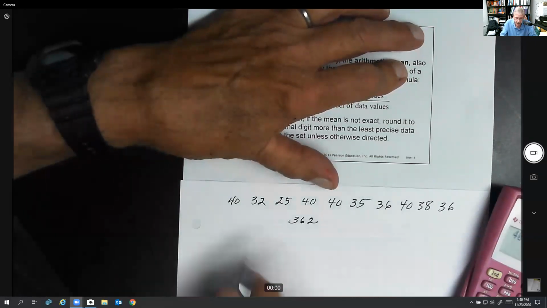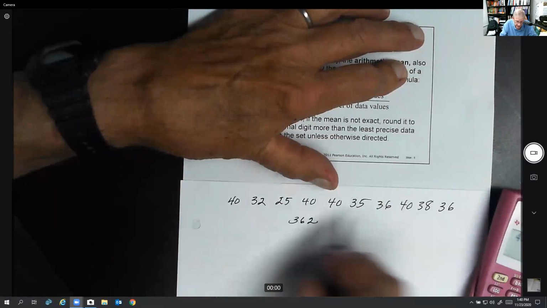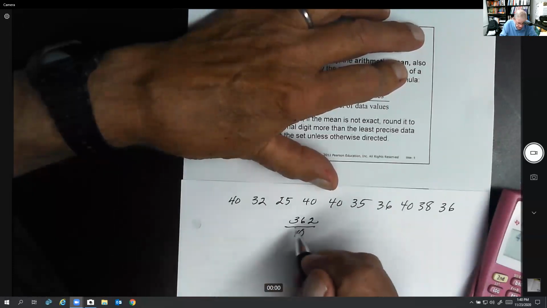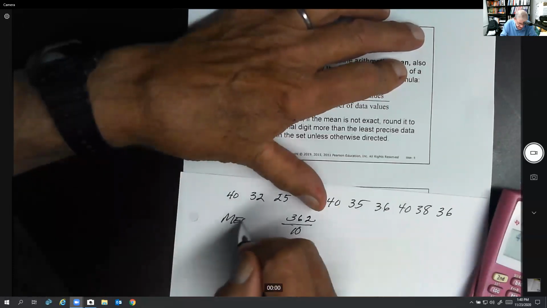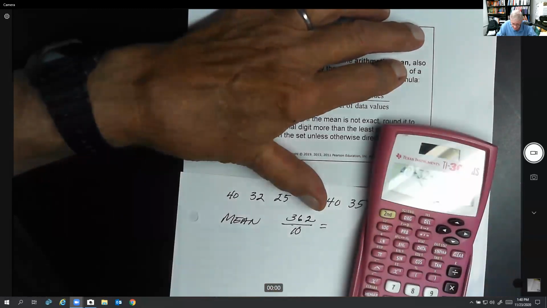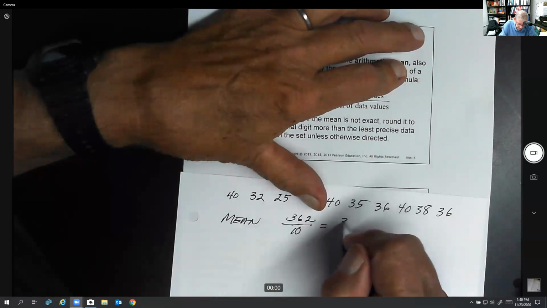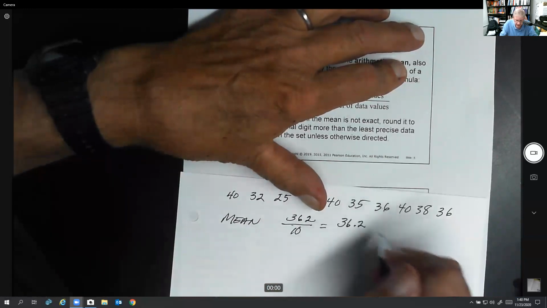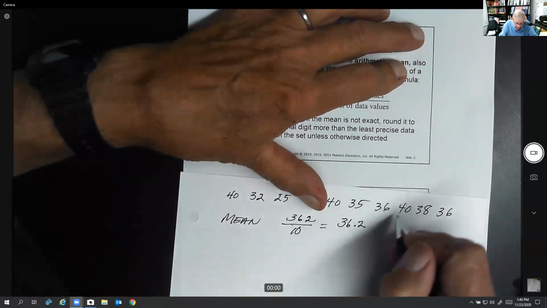Then we're going to divide it by how many scores we had. We had 10 scores. So your mean is 362 divided by 10, 36.2. To get an A in this class, you need a 36 average on those quizzes.